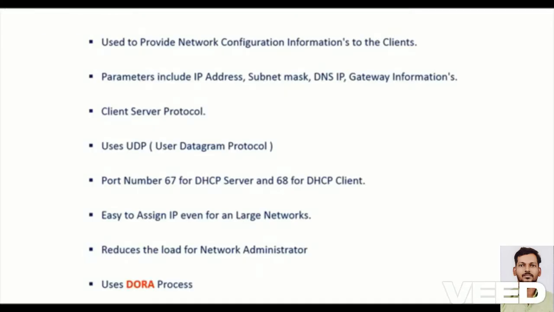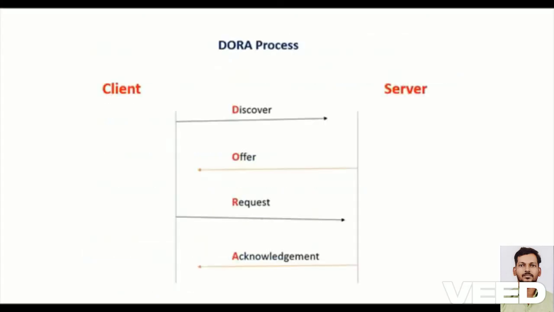It makes use of UDP, that is user datagram protocol, and port number 67 is used by the DHCP server and port number 68 is used by the DHCP client. DHCP makes use of a process known as the DORA process for its operation. Let's see what the DORA process is.